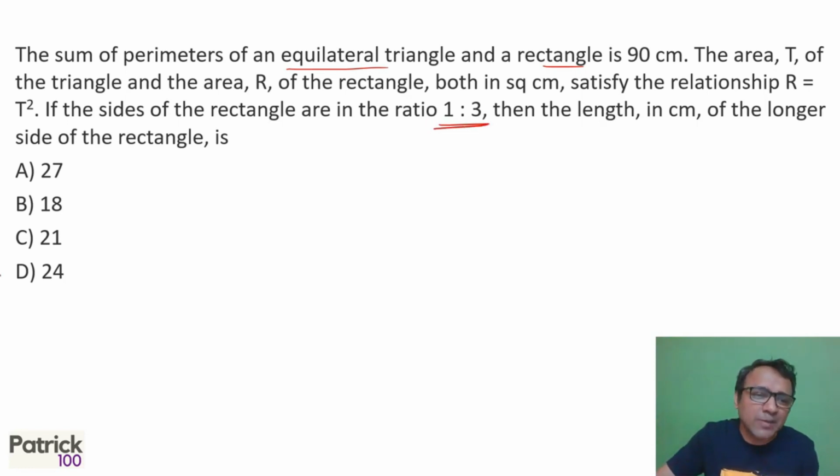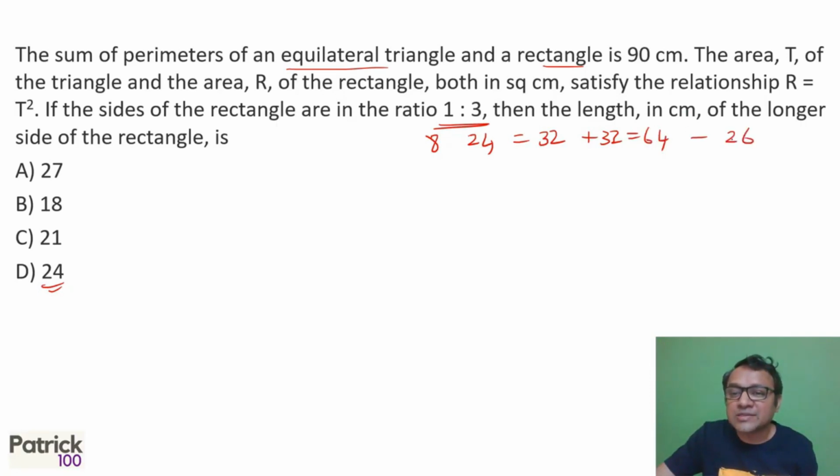So let's take an option. I'm taking option 24, which is the middle value, from which you can then go up and down, and accordingly go higher or lower depending on the value I get. So if I take 24 as the longer side, the smaller side will become 8. So total becomes 32. Perimeter becomes 32 plus 32, 64. If 64 is the perimeter of the rectangle, the perimeter of the triangle will become 26, because 90 minus 64.